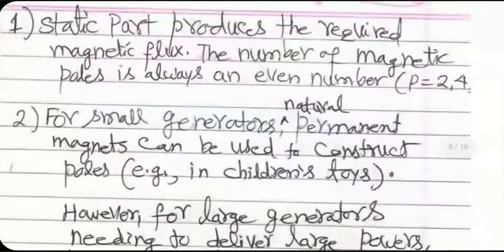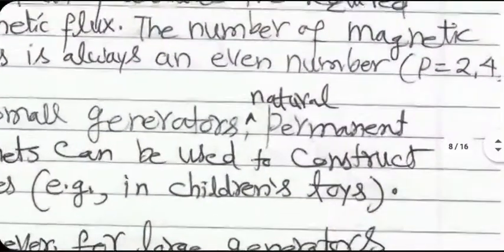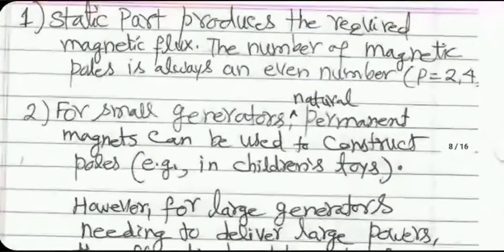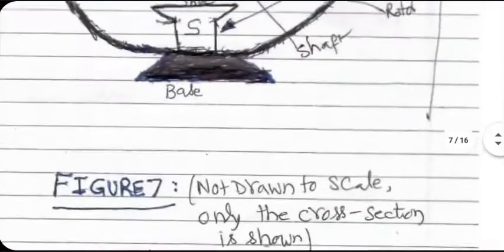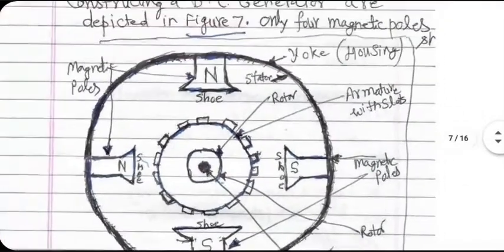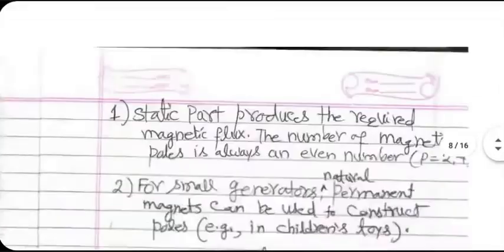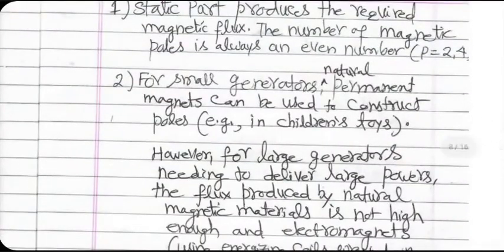For small generators, natural permanent magnets can be used to construct poles. Children's toys usually don't have electromagnets. Permanent magnets, that means naturally available magnetic material, is enough because the flux necessary is not very high. That's what the second point is all about.